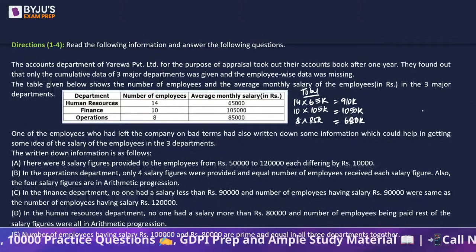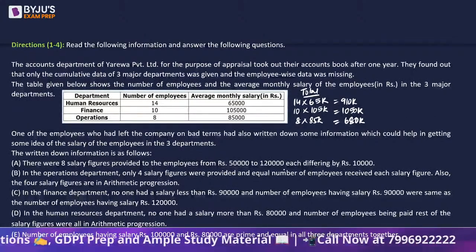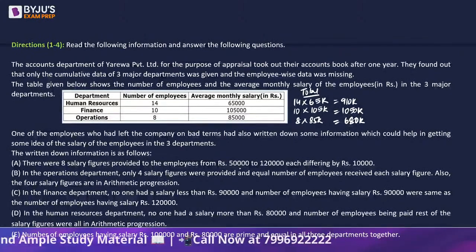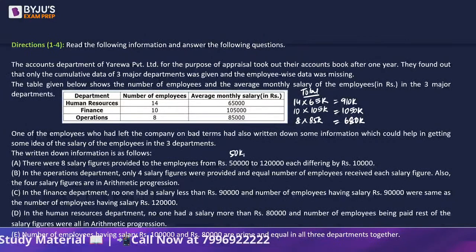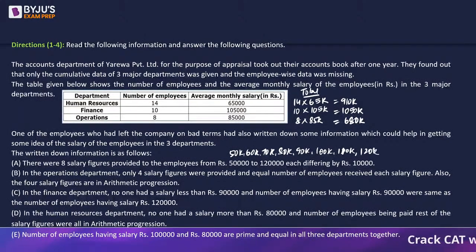So the written down information is as follows. There were 8 salary figures provided to the employees from rupees 50,000 to 120,000, each differing by rupees 10,000. So 8 salary figures: 50,000, 60,000, 70,000, 80,000, 90,000, 100,000, 110,000 and 120,000. So we have a total of 8 salary figures for these employees, right?